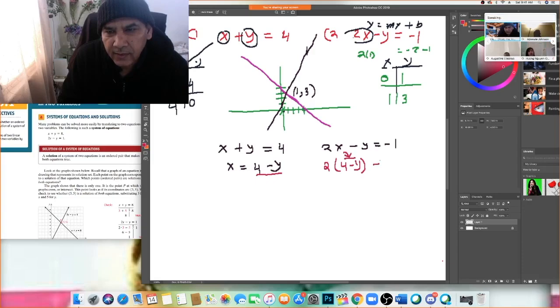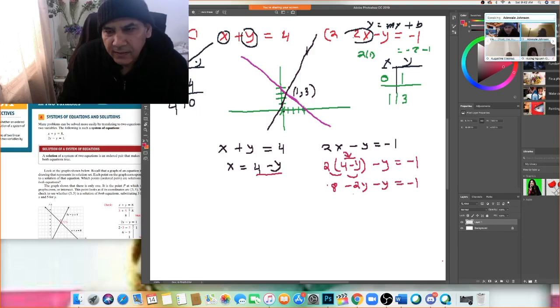And then you have y, and then you have negative 1 here. Now we're going to distribute here, right? So this is going to be 8 minus 2y, plus y, minus 1, minus y, is equal to 1.